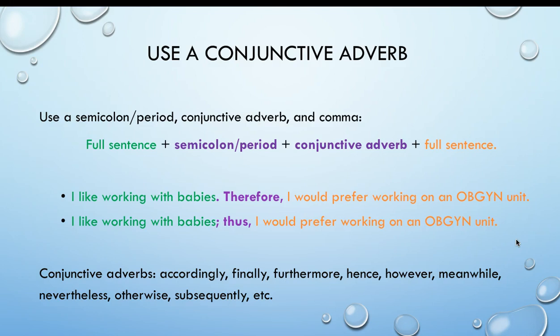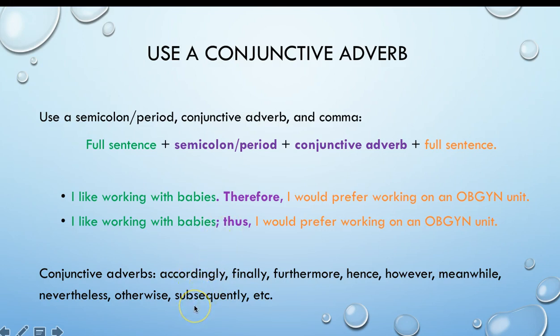One of the more difficult constructions would be using a conjunctive adverb. So we would need a semicolon or a period to end the first sentence, and then the conjunctive adverb, and a comma, and then a full sentence. So I like working with babies. You could do a period or a semicolon. Therefore, comma, I would prefer working on an OBGYN unit. Notice when you have a period, you have to capitalize the first word of the next sentence. If you use a semicolon, you do not, unless the word, again, is a proper noun, etc.